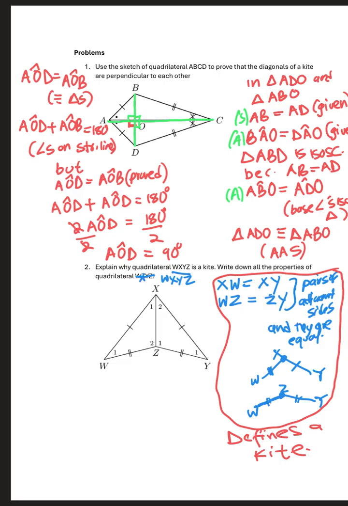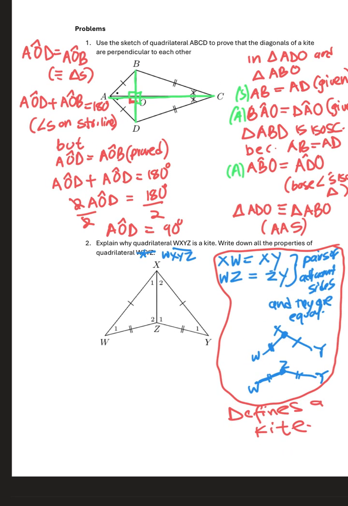So a kite is defined by this property. If you have pairs of adjacent sides that are equal, then you can say that the shape is definitely a kite. So if pairs of adjacent sides are equal, it means that the shape you are dealing with is actually a kite. So then we can conclude that WXYZ is definitely a kite.